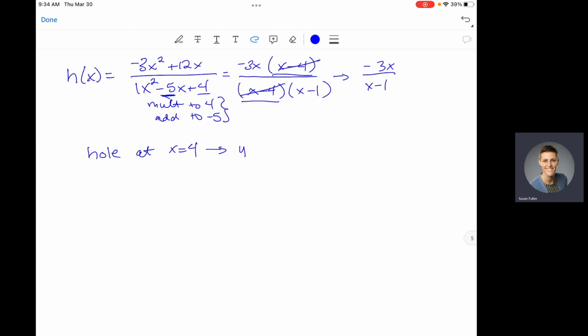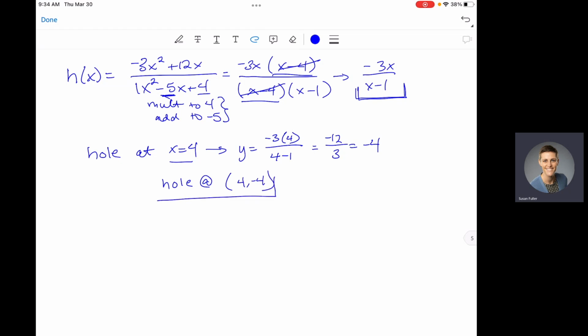And so now to find the y value of my hole, I can take x equals 4 and plug it into this simplified version. So y is going to be negative 3 times 4 over 4 minus 1, which is negative 12 on top, 3 on the bottom. Negative 12 divided by 3 is negative 4. So that means overall I have a hole at the ordered pair 4, negative 4.